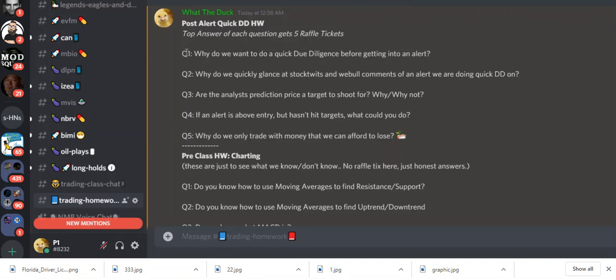Why or why not? If an alert is above entry but hasn't hit its target, what could you do? And why do we only trade with money that we can afford to lose?